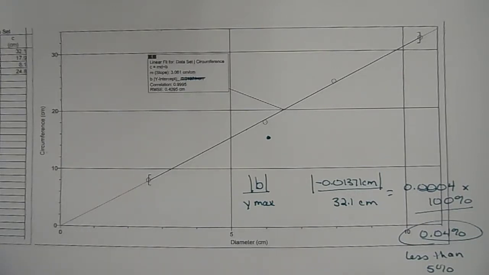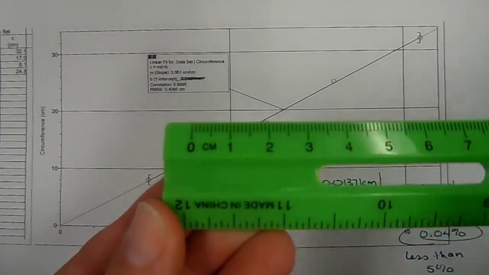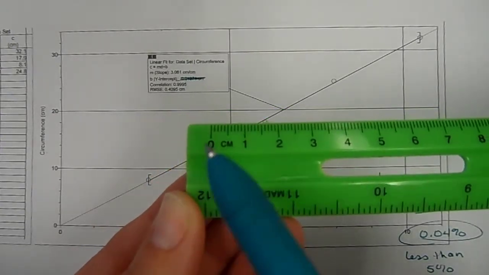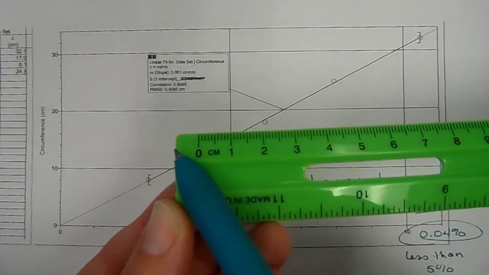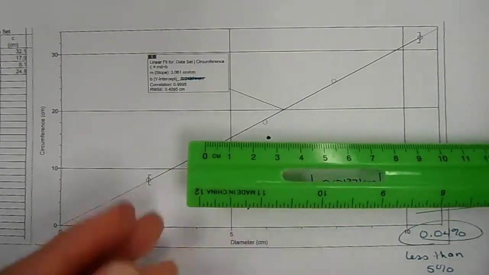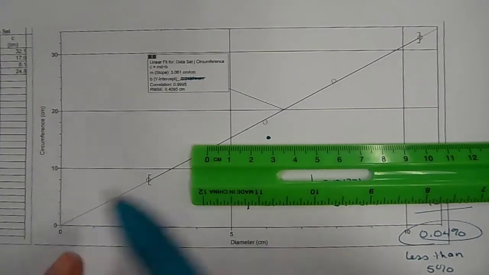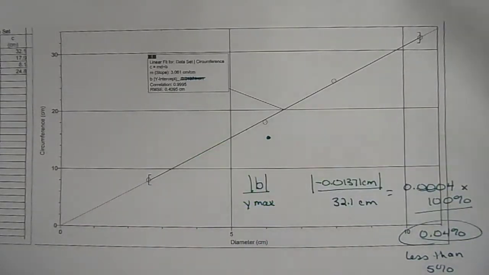Now, the y-intercept can also be high if you were consistently doing something incorrectly. A common issue with this particular lab is measuring from the end of the ruler. Now, if you look at this ruler here, if you were to measure from the end of the ruler, you're not measuring from 0. There's a little bit of error there, maybe half a centimeter. So if you had a y-intercept of a positive half of a centimeter, that could be why. So you want to look at your measuring tools as well.